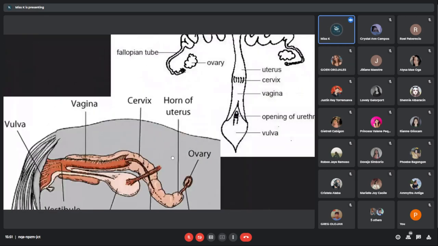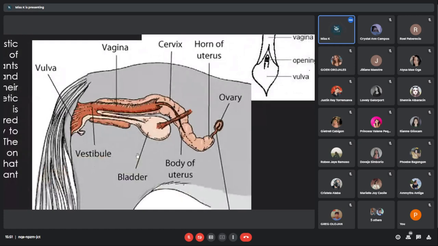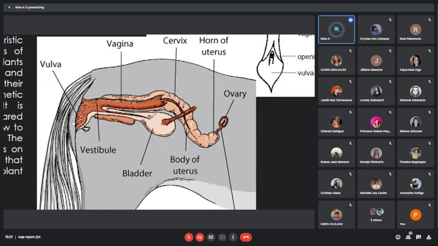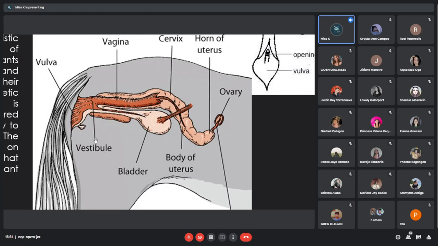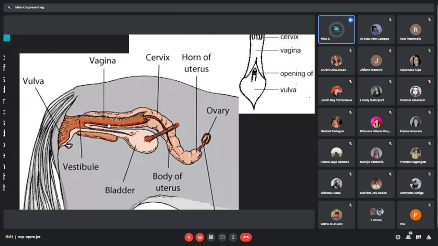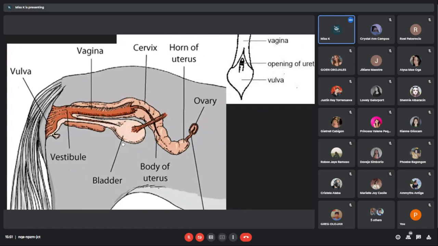So, you have here a vulva. It is not only females who have a vulva; the horse also has a vulva. Okay? Now, the vulva is different from the anus. Okay? And then, connected to the vulva is their vagina and their vestibule. Okay? The vestibule is where the penis of a male horse will enter and reach the vagina of a female horse.